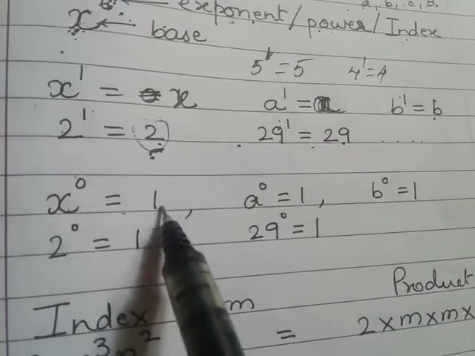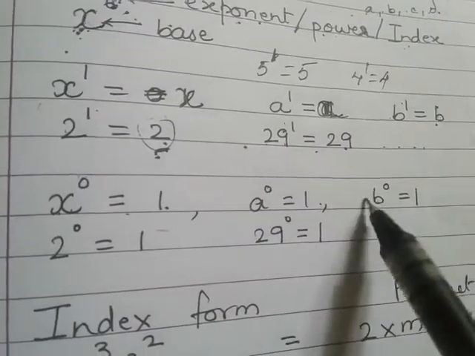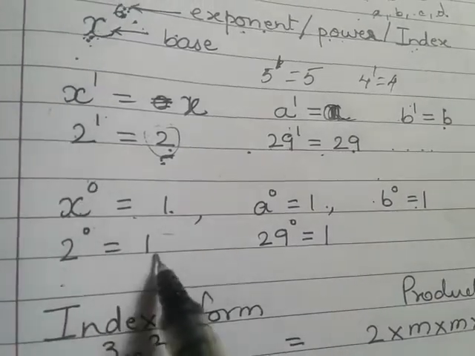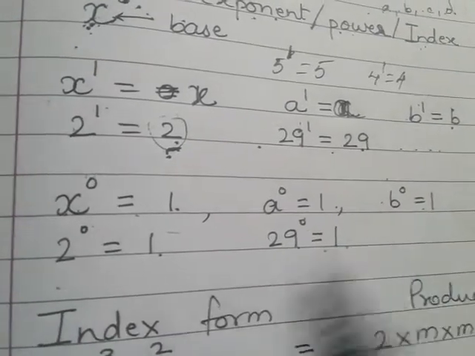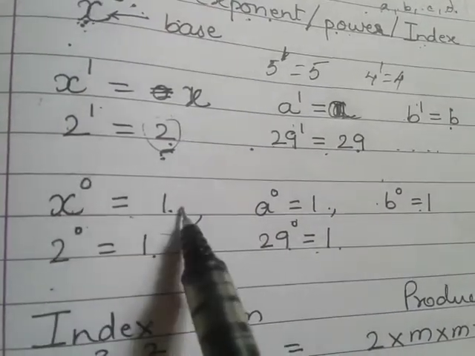Similarly, x raised to 0 is 1. A raised to 0 is 1. B raised to 0 is 1. 2 raised to 0 is 1. 29 raised to 0 is 1. What is the difference here? X raised to 1 was x. X raised to 0 is 1.